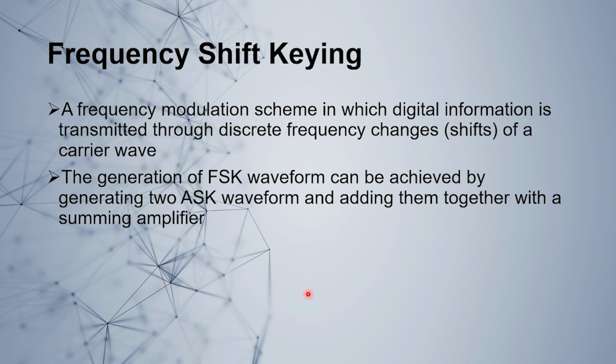So we move on to the next one, frequency shifting. This frequency shifting is actually a frequency modulation scheme in which the digital information is transmitted through discrete frequency changes of a carrier wave, and we can generate this FSK waveform by adding two ASK waveforms together with a summing amplifier, and the two ASK waveforms should be of different frequency because we would want to have that difference in frequency.